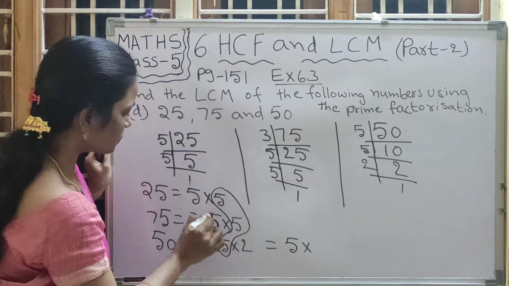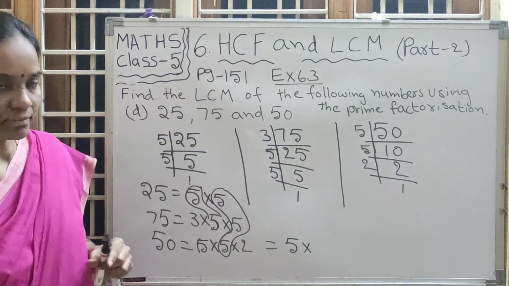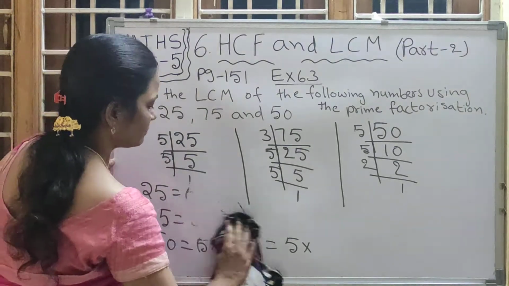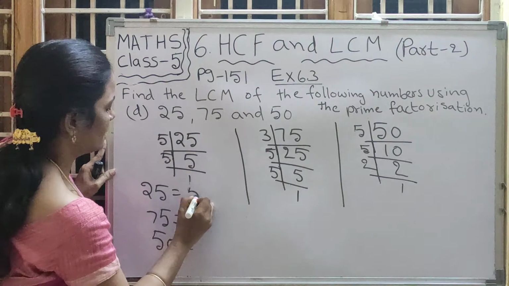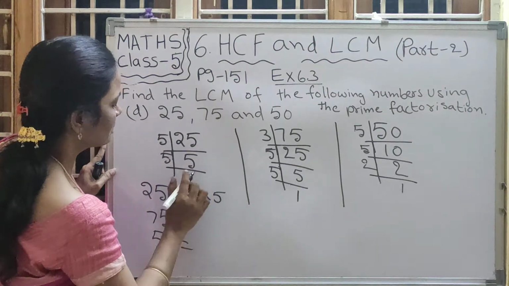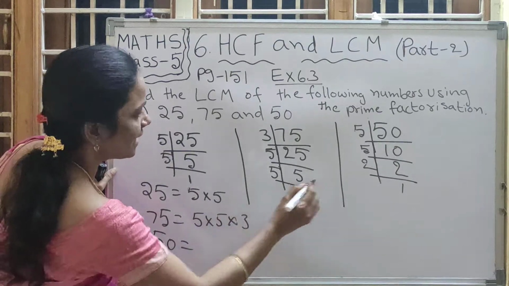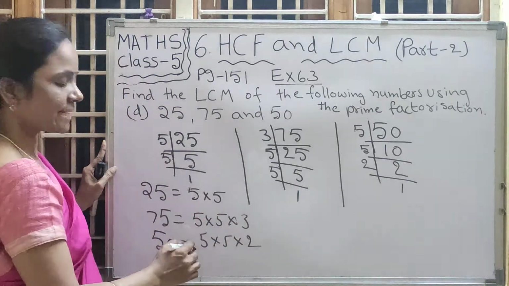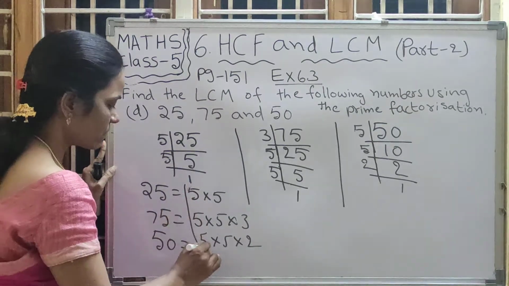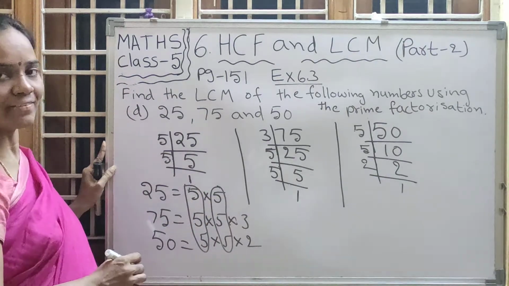And 5 is common 2 times. Okay, I will write again. Wait, just a minute. So 75 should be written as 5 into 5 into 3. And 50 should be written as 5 into 5 into 2. Now take the common factors. 5 and 5. Only 5 came 2 times.